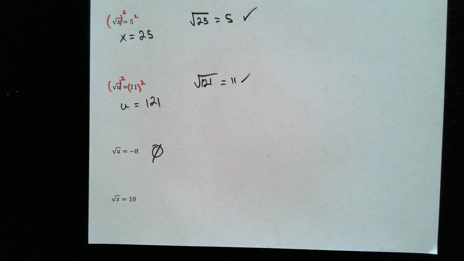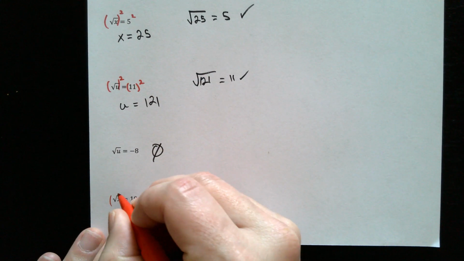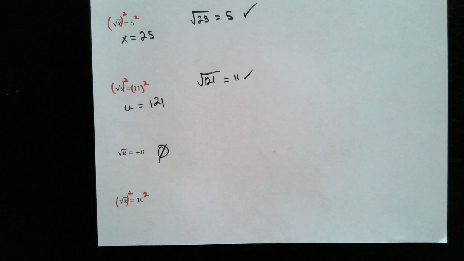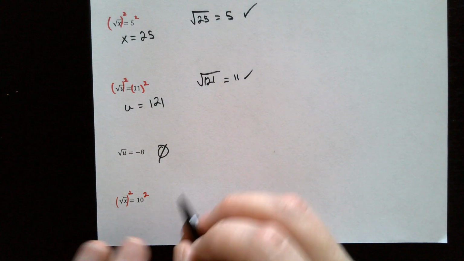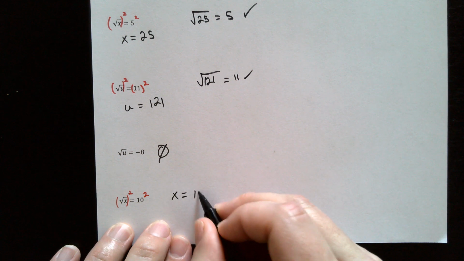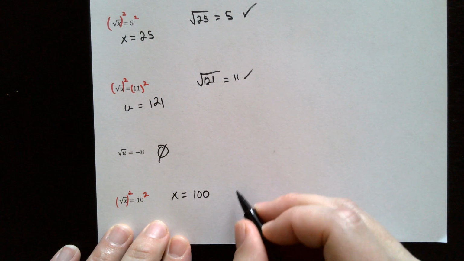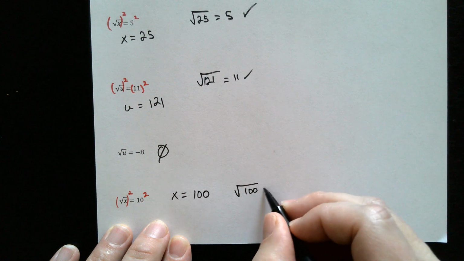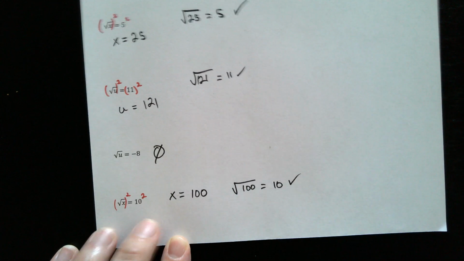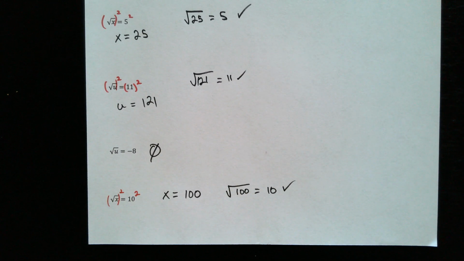And the last one, we've got square root of x is equal to 10. So I square both sides. And that will give me x is equal to 10 squared, which is 100. So if I plug that back in, does the square root of 100 equal 10? Yes, it does. And that's it.